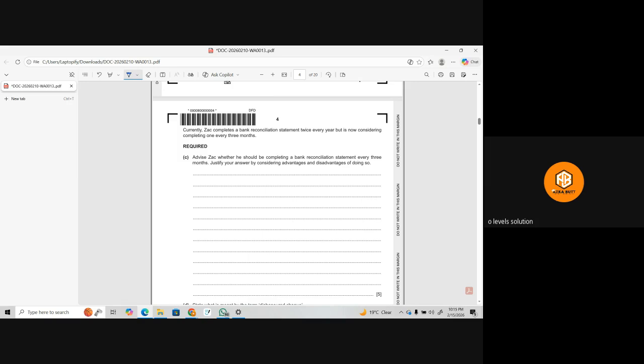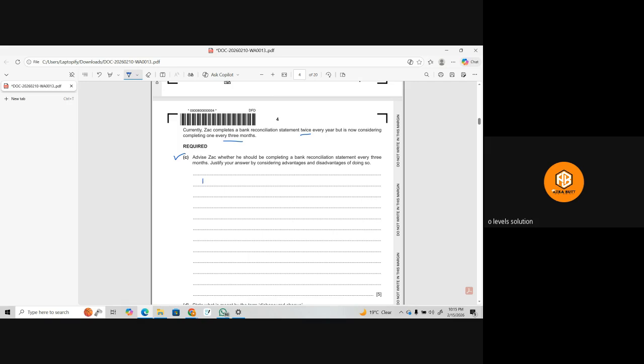They are saying that currently Zach completes a bank reconciliation statement twice every year, but is now considering completing it every 3 months. Twice every year means that after 6 months he used to prepare the BRS, but now he is considering that he should complete this BRS after every quarter. So we need to advise Zach whether he should be completing a BRS every 3 months. So we need to justify.